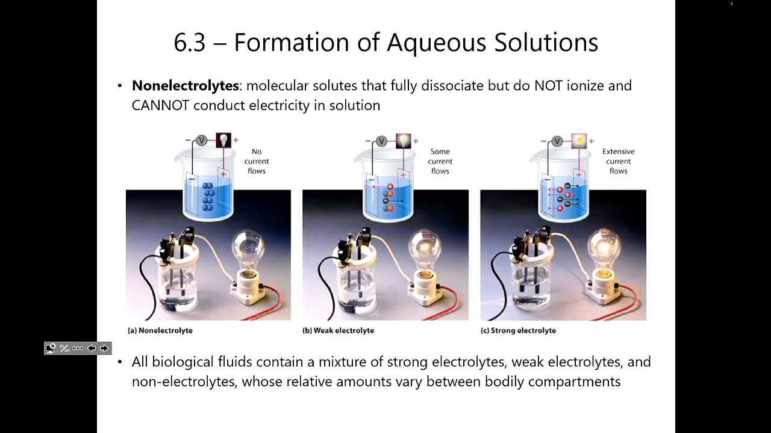If you compare with a weak electrolyte, here they're trying to illustrate the particles in black and red. Most of it remains as such, only a little bit has produced the ions. So the ability to conduct the electricity is much more limited. Therefore, the light bulb doesn't light up as much. Okay, that's a weak electrolyte.